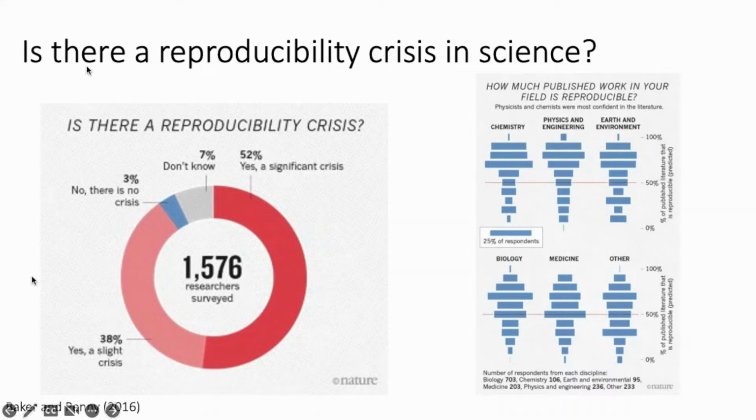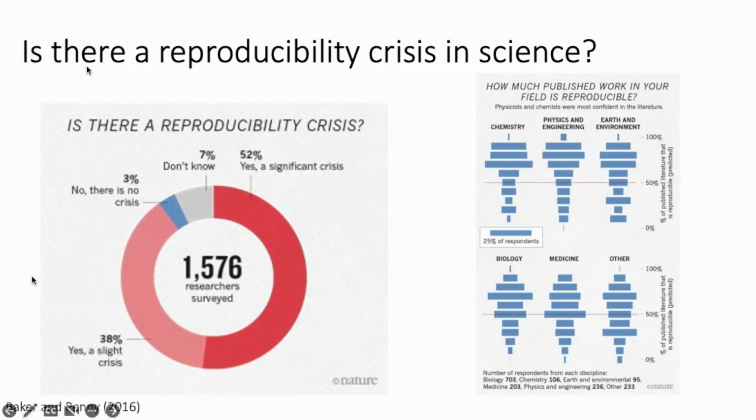But what Nature did, this is a poll for scientists. It was done in 2016. They asked more than 1,500 people working in different areas of science if they thought there was a reproducibility crisis. More than half said yes, a significant crisis. And another significant chunk of these people said yes, a slight crisis. So most scientists working in research actually think there is a problem with reproducibility of results of papers in science. Now, this varies by field, of course.